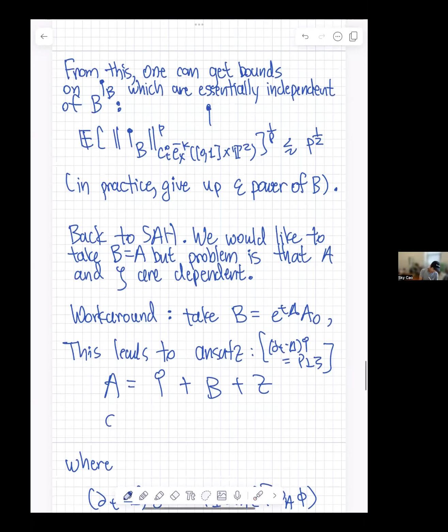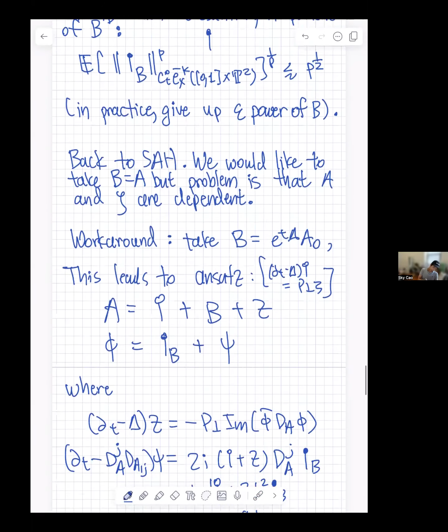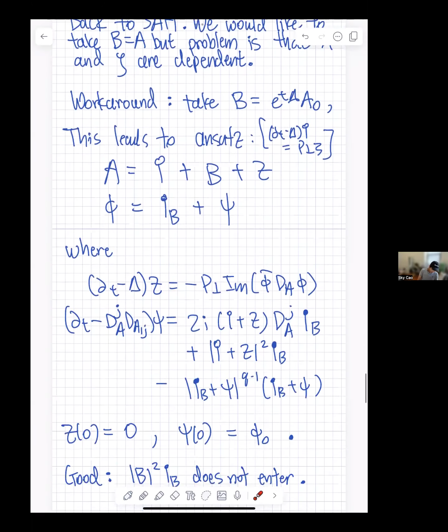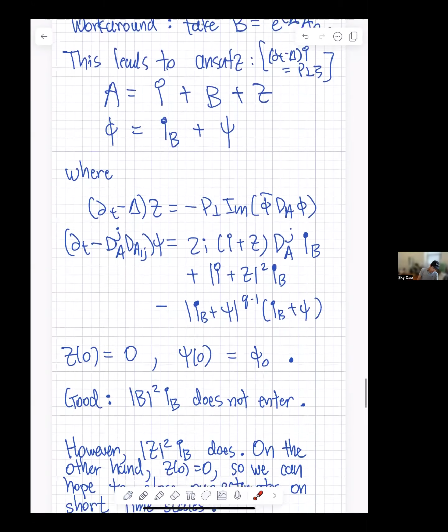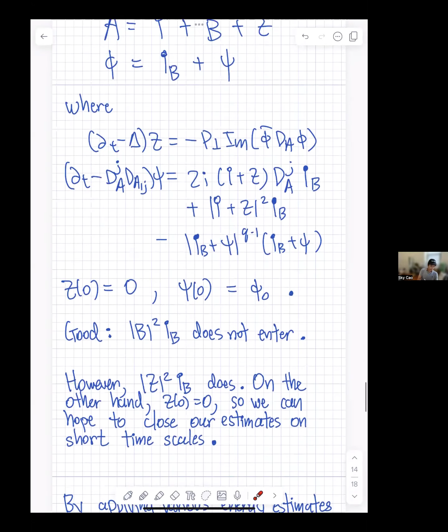And then phi is basically this object, which now gets B, where B is here, plus a remainder psi. And this is the final ansatz that's going to allow us to get global bounds. Maybe this will be my last slide, and then I'll just finish.